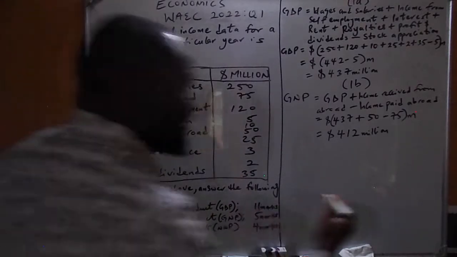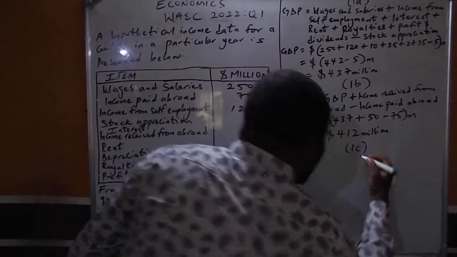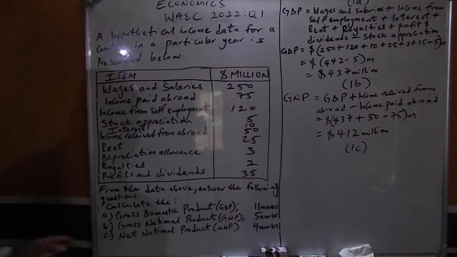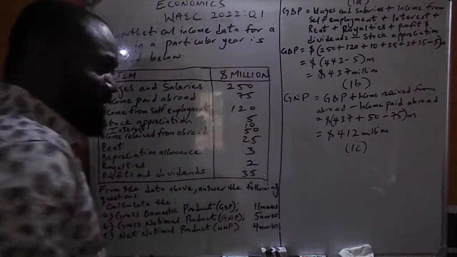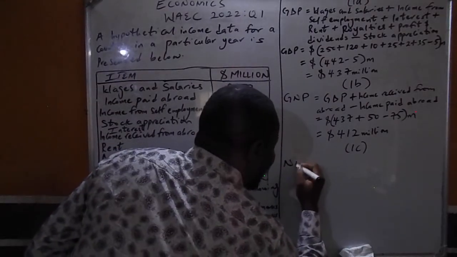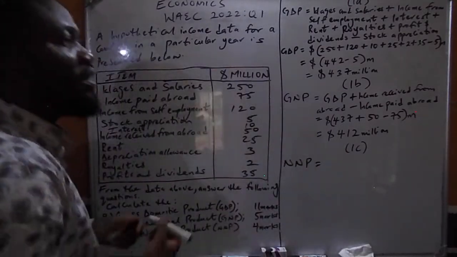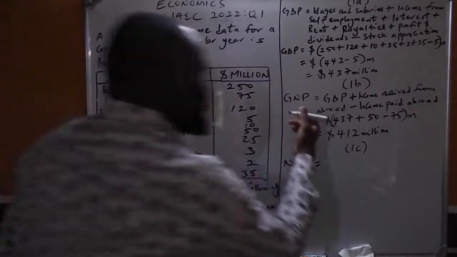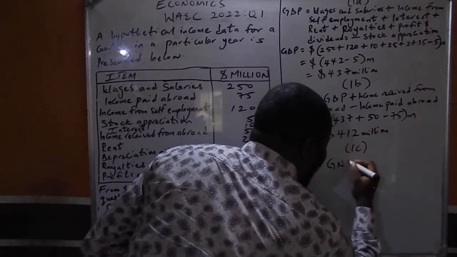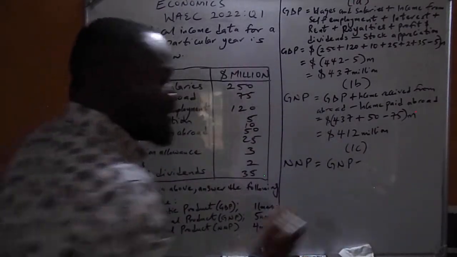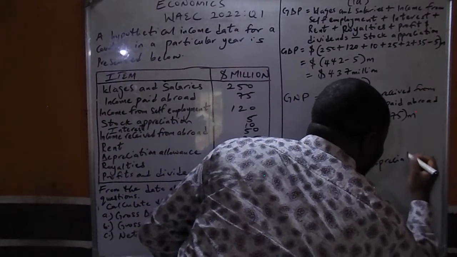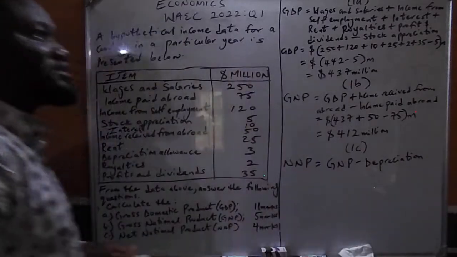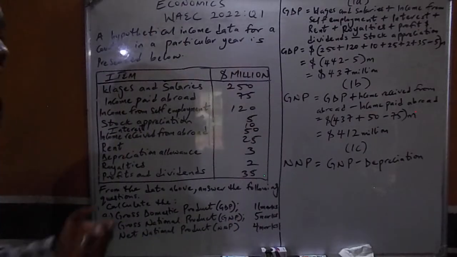Your 1C. You now come here and say 1C. What is your 1C? 1C says that you should calculate net national product, which is NNP. NNP equals to, how do you calculate your NNP? GNP minus what? Depreciation. GNP minus depreciation will give you your NNP.